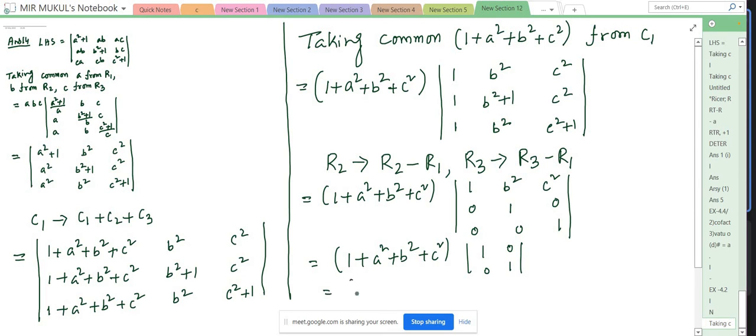So the final answer is 1 plus a square plus b square plus c square, and this is RHS. So in this question, you will not directly break it. If you directly break it, then you will not get marks. This kind of question will come in the examination. So you have to use properties. After that, we can do it.